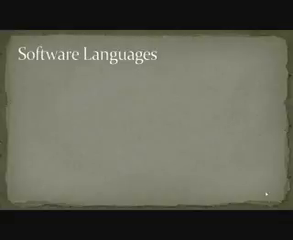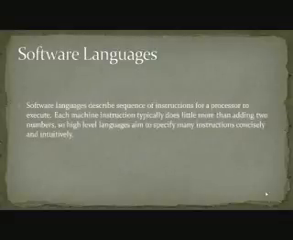Software languages. Software languages describe sequence of instructions for a processor to execute. Each machine instruction typically does little more than adding two numbers. So high-level languages aim to specify many instructions concisely and intuitively.